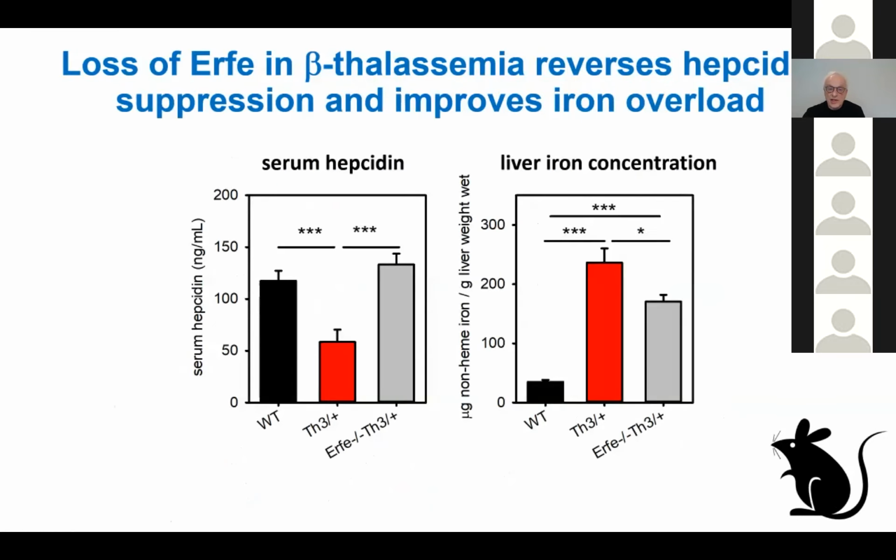And if we made a model of thalassemia in which erythroferrone was knocked out, we could actually reverse the hepcidin suppression. So here are wild-type mice, here are thalassemic mice, and here are thalassemic mice with ERFE knocked out. And we could only partly reverse their iron overload, and this is an interesting point. So there must be other factors that contributed to iron overload in these mice. But we could significantly decrease their iron overload by knocking out ERFE, and we could completely restore hepcidin.